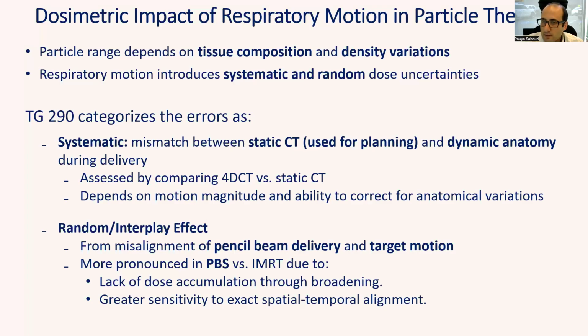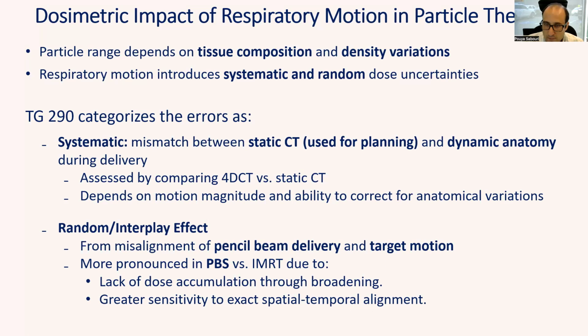And systematic errors, they mentioned, stem from the discrepancy between the anatomy captured during planning, usually on the static CT, and the dynamic anatomy during the actual treatment. And these can be evaluated by comparing the static CT and the 4D CT data sets. And the impact depends, obviously, on both the extent of the motion as well as our ability to account for it during the delivery.